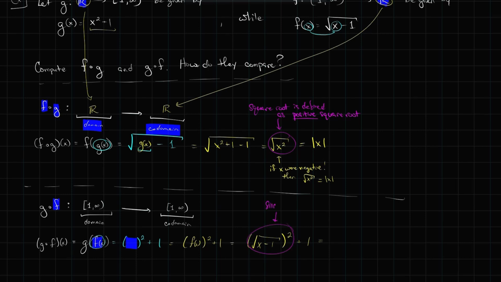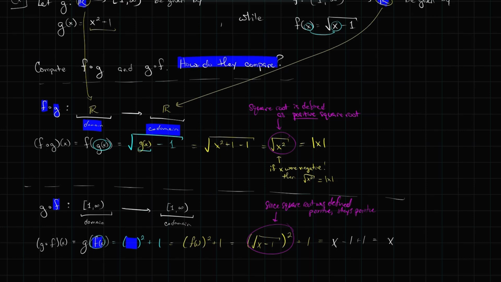So since square root was defined positive, it stays positive. So we don't have to play any games with the absolute values in the other direction. And I know that's really confusing, but it's life sometimes. Life can be confusing. We end up with x minus 1 plus 1, and then the 1's cancel, and I'm left with x. So how do they compare?